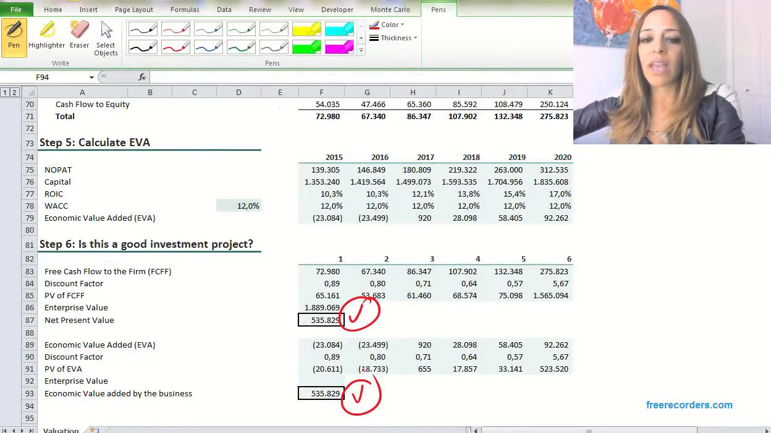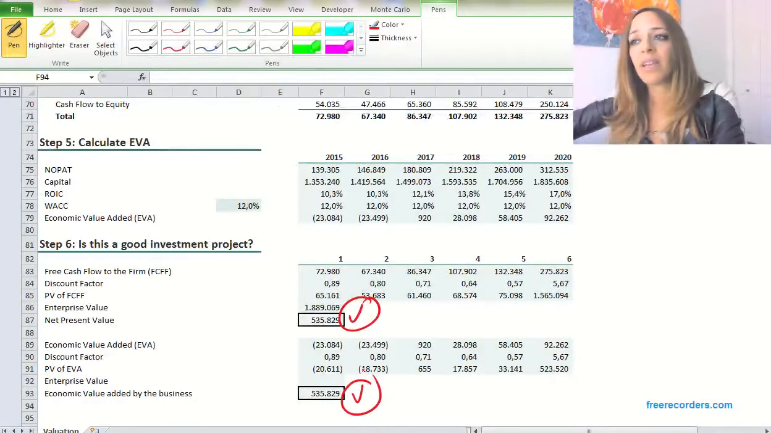The EVA in this case is positive. It means this is a good investment project, at least according to our assumptions, to our forecasts. If the EVA is negative, well, it means the project will destroy value. Not a very good idea.